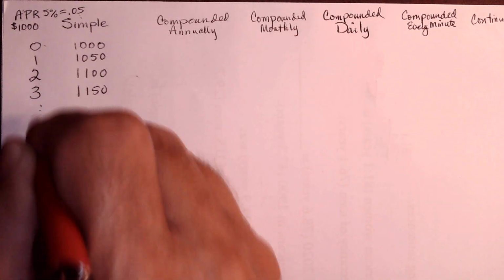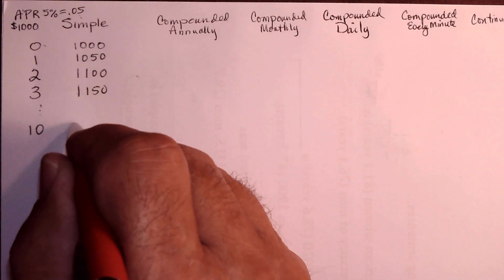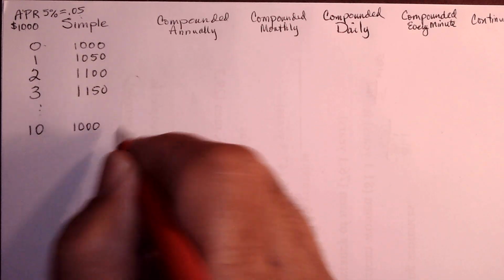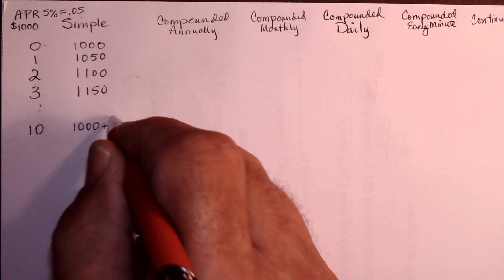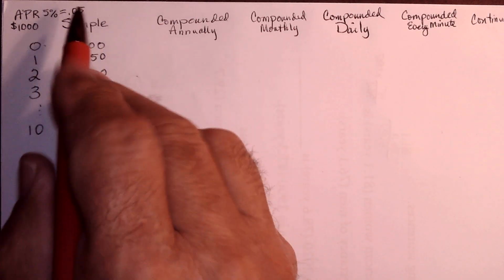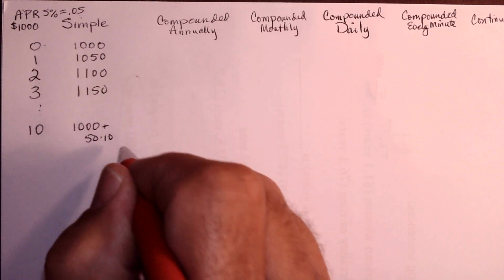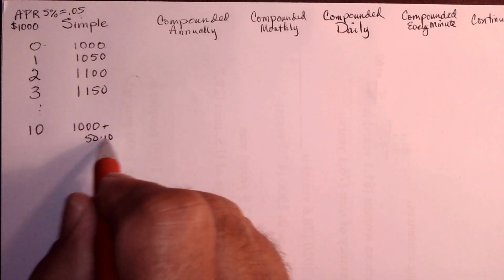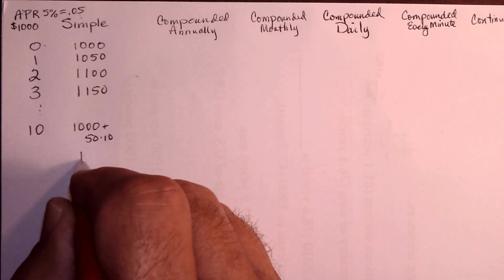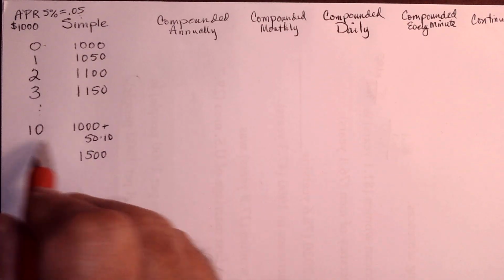And if we went down to 10 years, it'd be the 1,000 plus the $50, or the 0.05 times 1,000 times 10 years, which is 500. So we'd have $1,500 in 10 years.